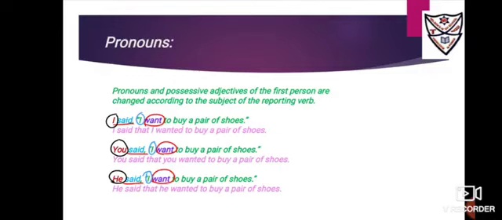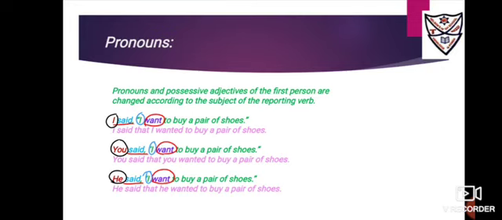Now, pronouns and possessive adjectives of the first person are changed according to the subject of the reporting verb. The circle changes with the circle and the box changes with the box. First person changes with the speaker. Second person changes with the listener. So just read the statement, children. I said, "I want to buy a pair of shoes."